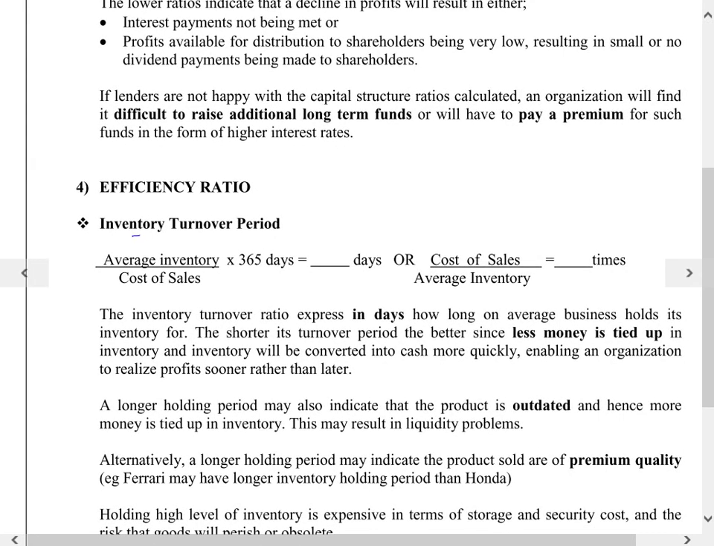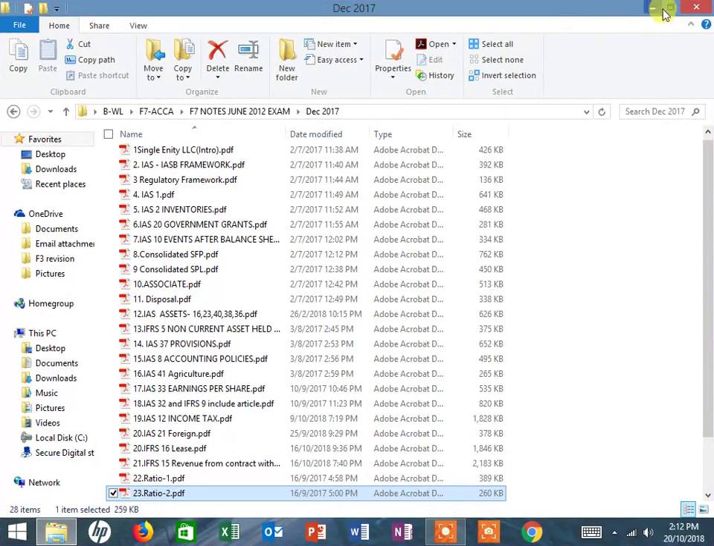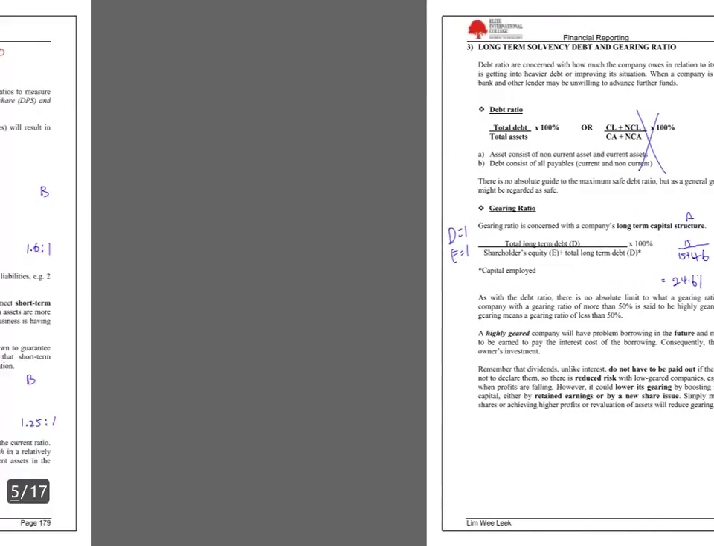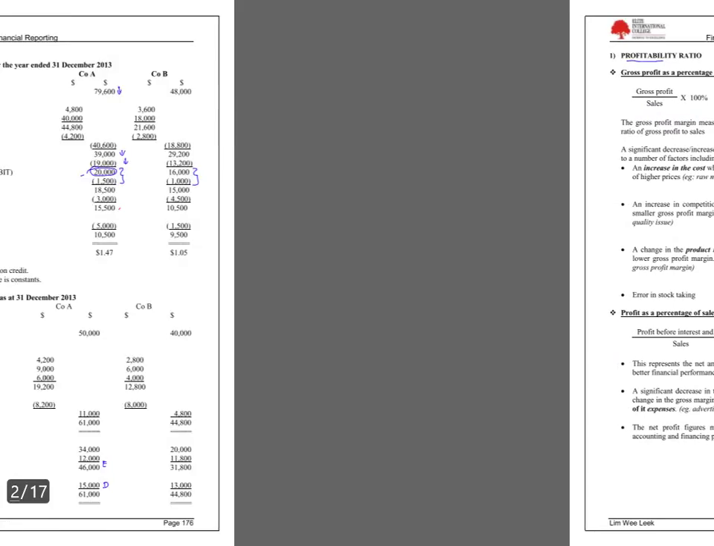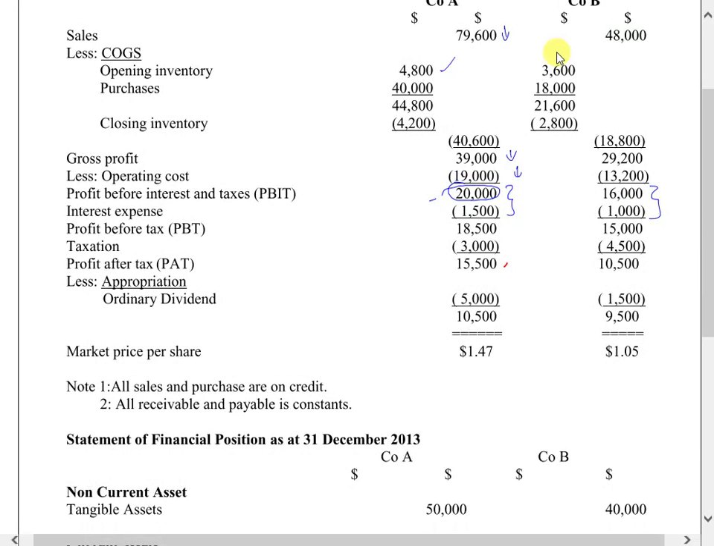Then you look at inventory. You notice there is another formula here. So we focus on the first one first. Average is opening plus closing divided by 2. Do we have it? Yes. Opening 48, closing 42. 48 plus 42 divided by 2.